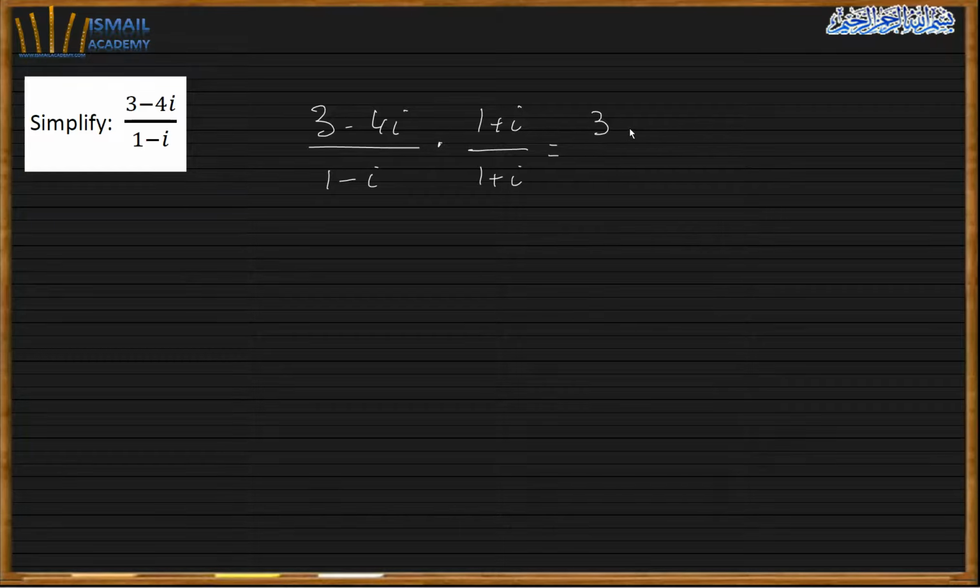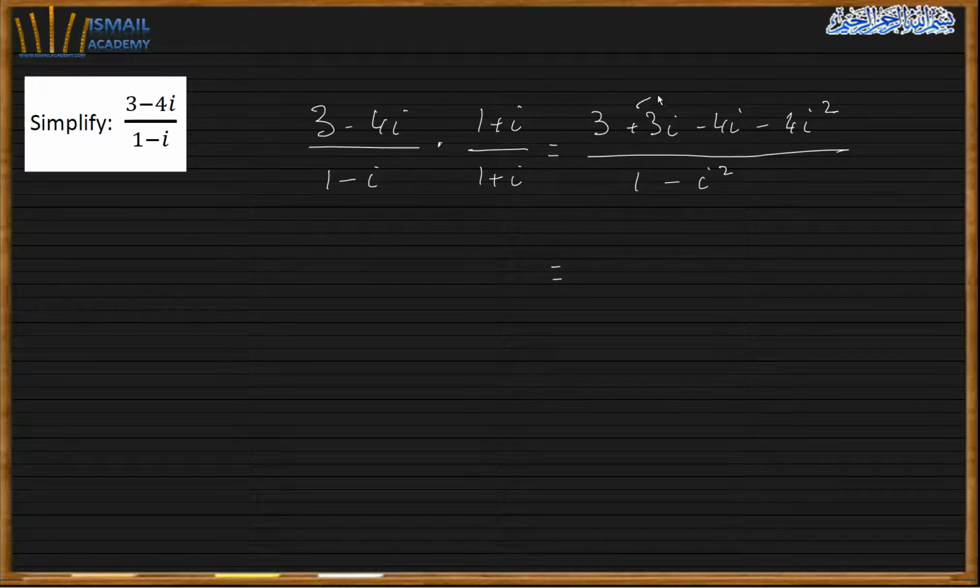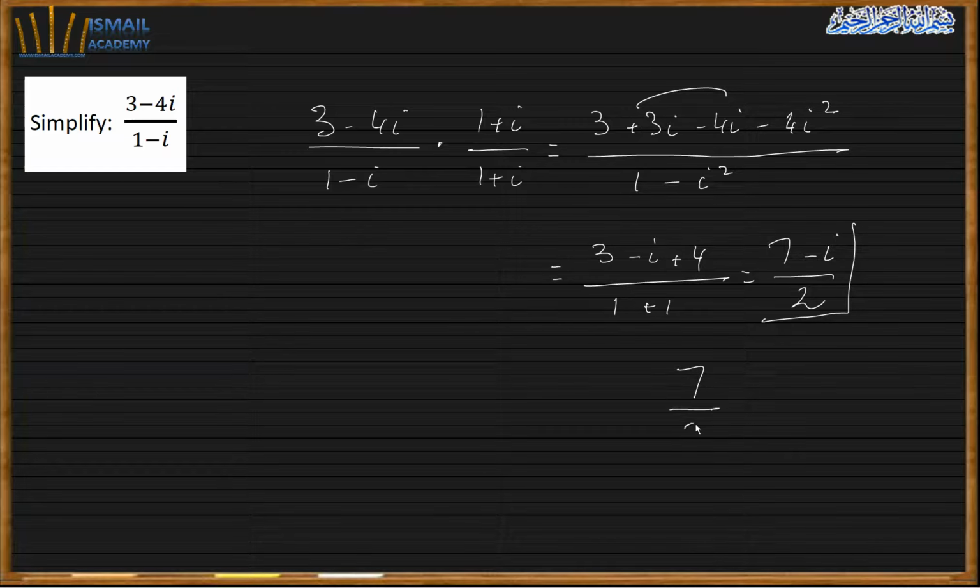So it's going to be 3 plus 3i minus 4i minus 4i squared over 1 minus i squared. Now we know that i squared is minus 1, so here we'll have 3 minus i, and here it's going to be plus 4, and here I will have 1 minus minus 1, which is plus 1, so it's going to be 7 minus i over 2. Either you end up with this, or you write it down in complex form, which is this. So either this or this based on the choice. Here they didn't say anything, so if you stay with this, it's still correct.